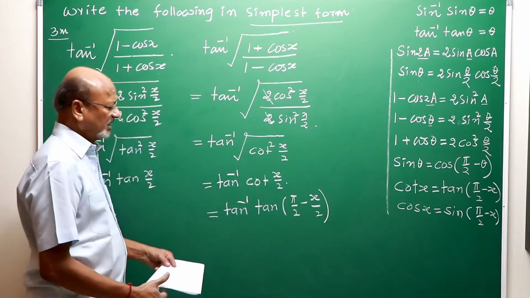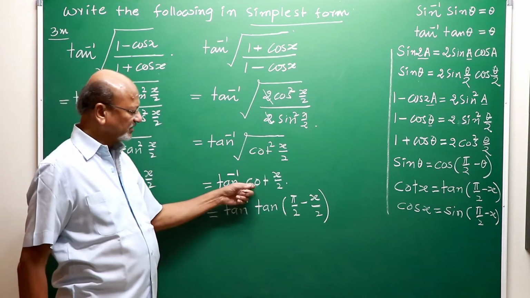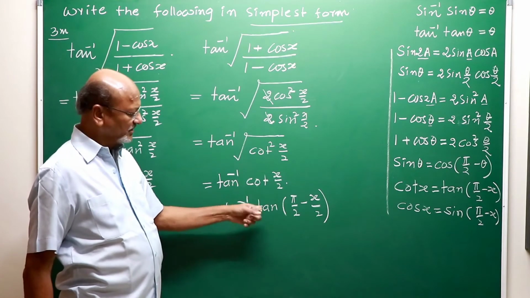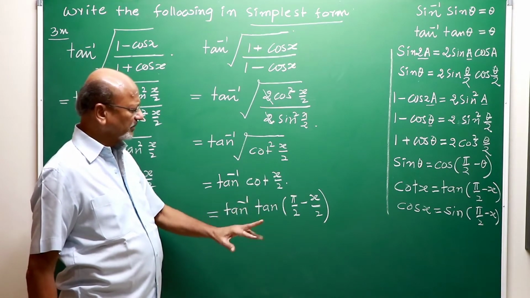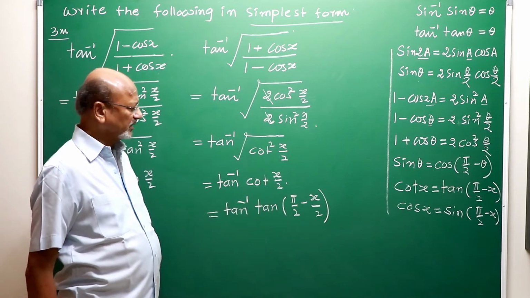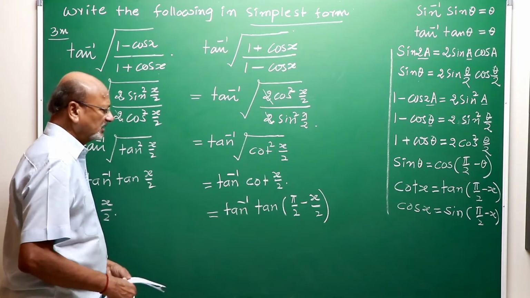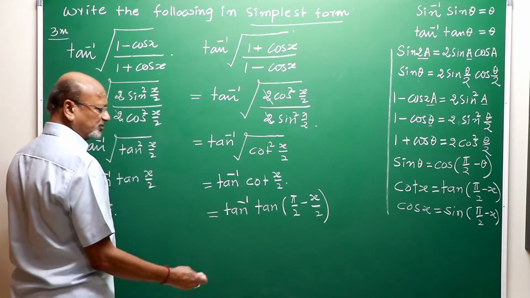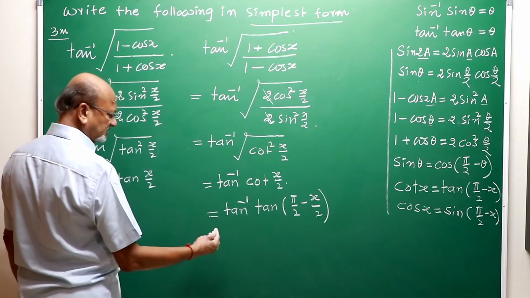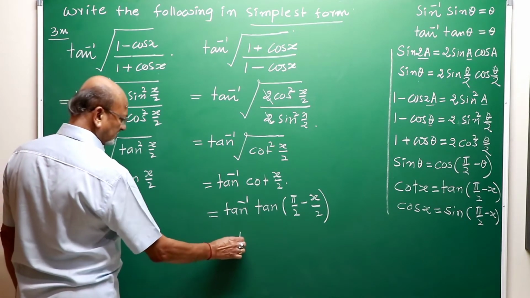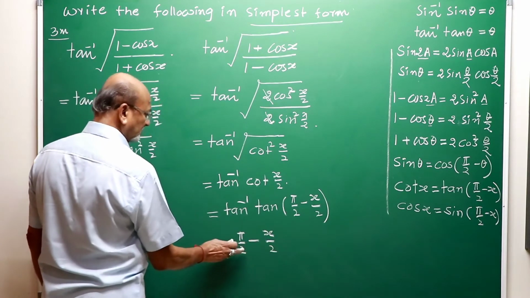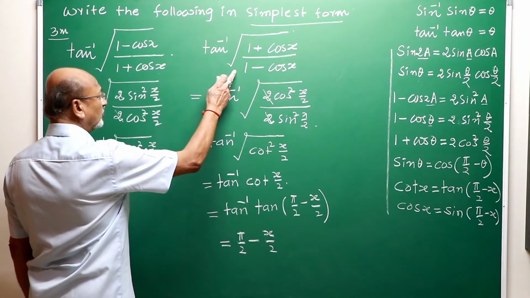My friends, while doing the examples, you will get changes from sine to cos, cos to sine, tan to cot, cot to tan. You must know. Very simple. Remember, replace the angle by what? Pi by 2 minus x by 2. Now, after this change, what is your observation? Tan inverse of tan, then this angle itself. So this equals pi by 2 minus x by 2, my friends. This will be the simplest form of this.